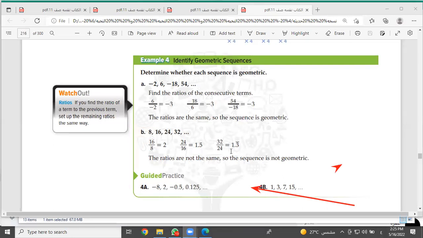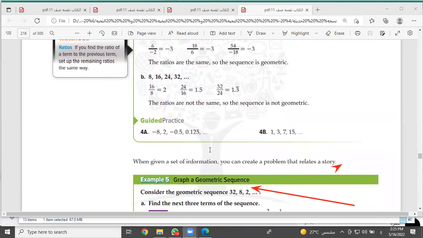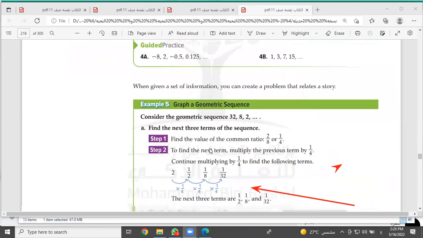But number B, 16 over 8 equals 2. To know if the common ratio exists or not, we have to divide 16 by 8, which equals 2. Also 24 divided by 16 equals 1.5. So it's not geometric. There is no common ratio between them, so it is not a geometric sequence.